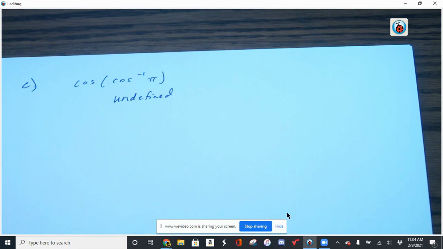Okay, so that is section 4.7, example number 5. I'm going to stop it right there.